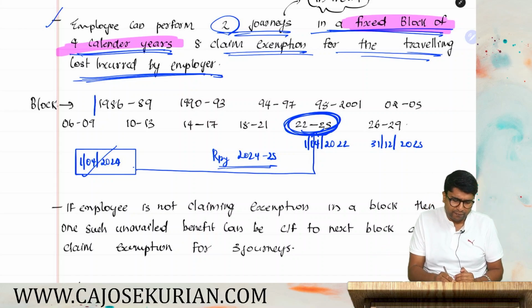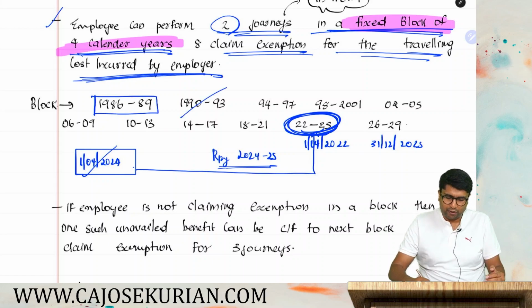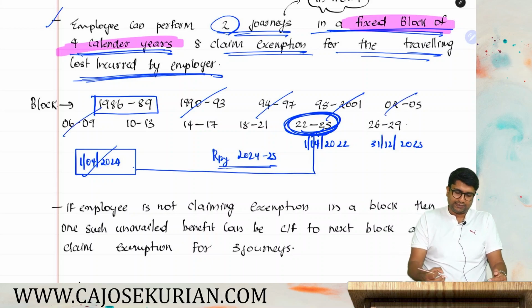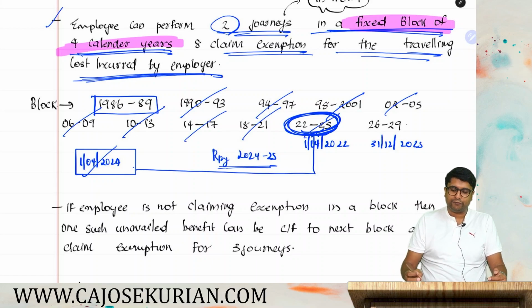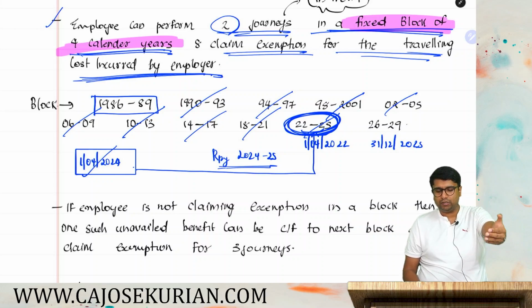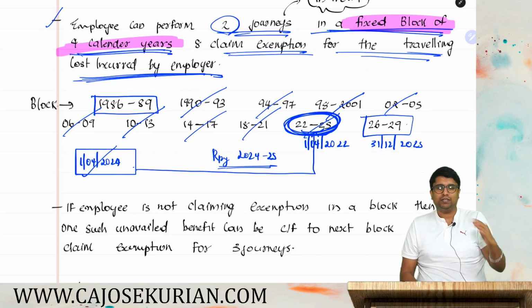It starts from 1986. 86-89 is the first block, then 90-93 the second block, 94-97, 98-2001, 2002-2005, 6-9, 10-13, 14-17, 18-21, 22-25 is the relevant block. That means if your previous year is 24-25, then your relevant block will be 22-25 and the upcoming block for the upcoming attempts will be 26-29.